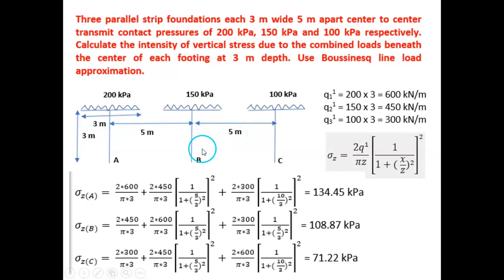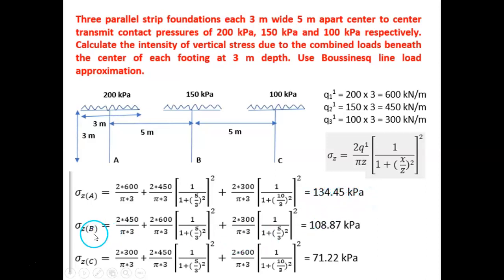So if you take the x values as 5 meter and 10 meter for both these loads, we'll get the total increase in stress at point A as 134.45 kilonewton per meter square.